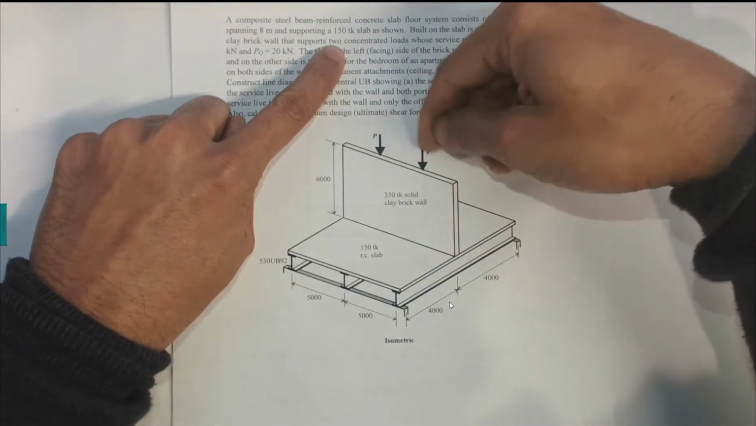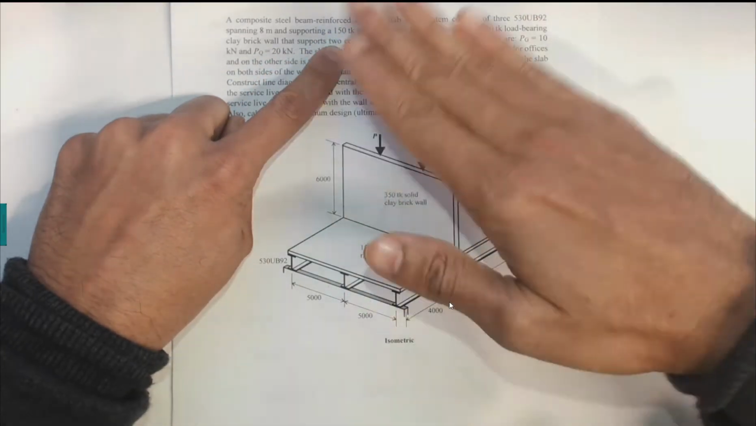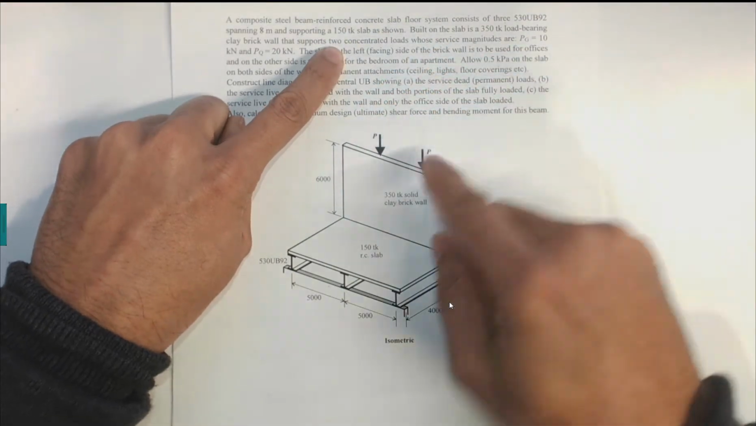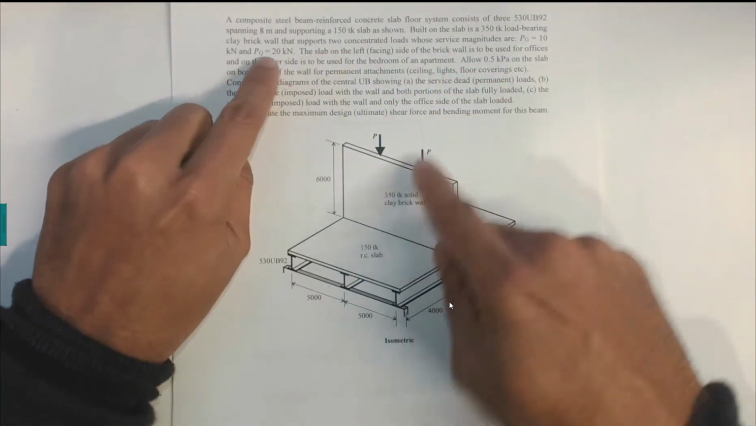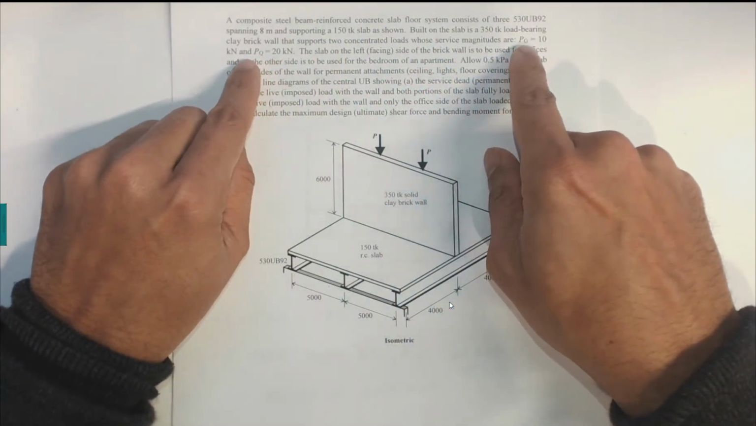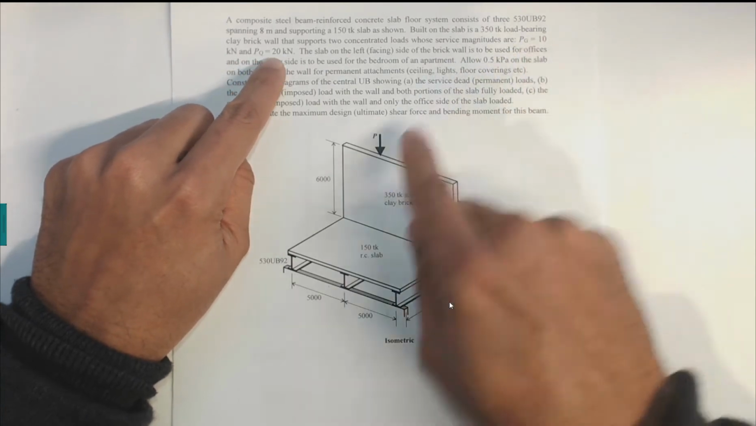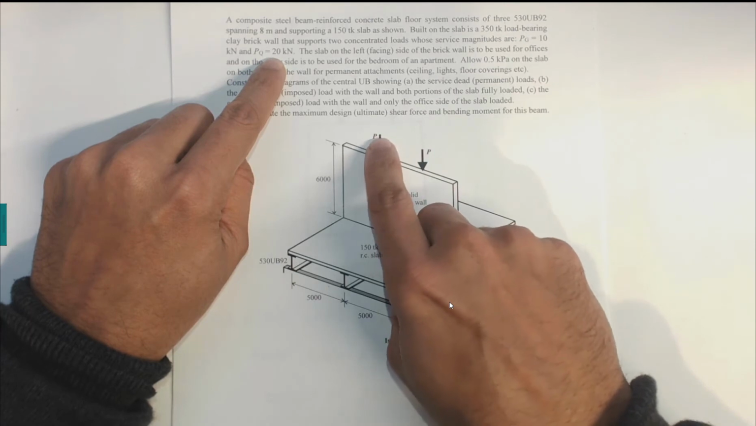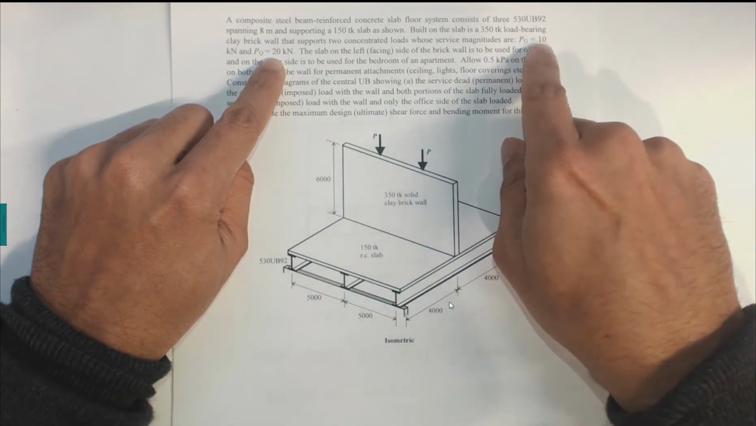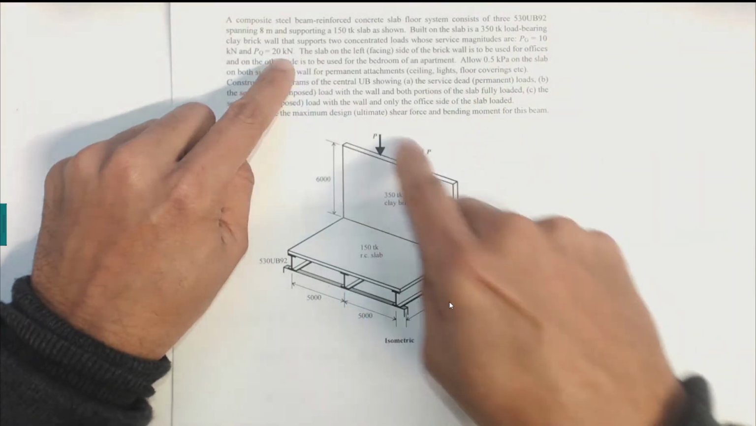So there is something coming on top of this, for example a roof or something that is applying the two concentric loads, whose service magnitudes are: dead load is 10 kilonewton and the live load is 20 kilonewton. So this P has two values, one for the dead load is 10 kilonewtons and another one for the live load is 20 kilonewtons.